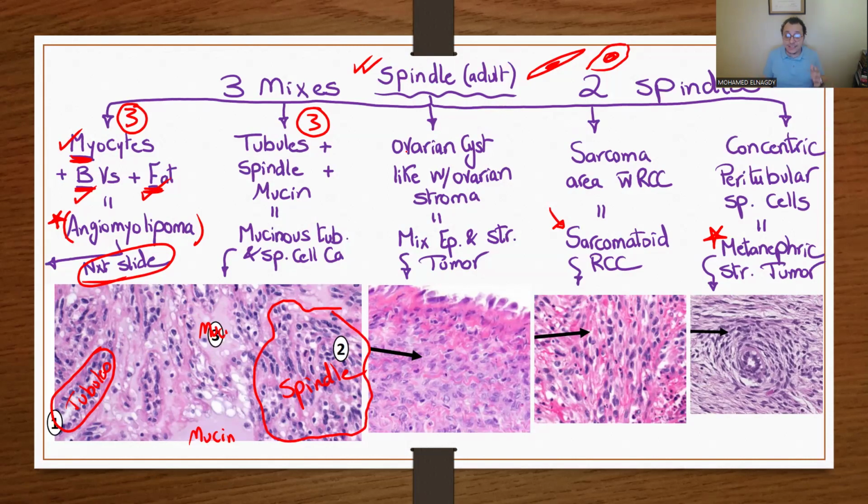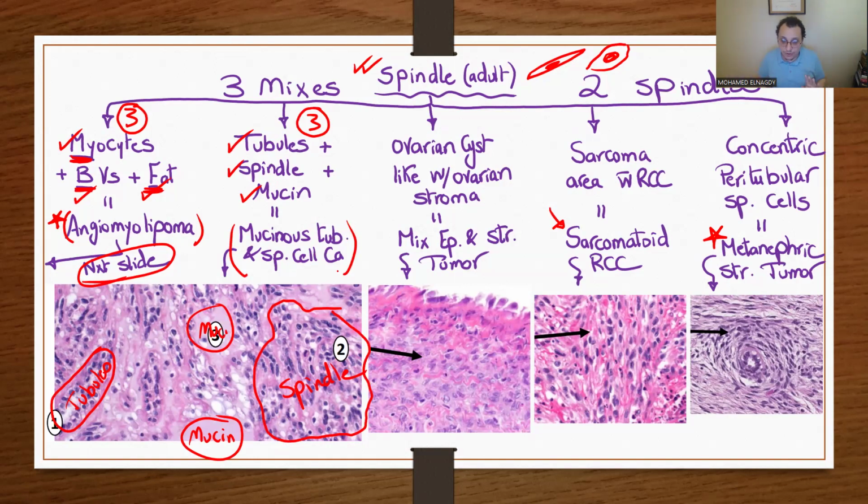Like mucicarmine. Can anybody tell me another stain? PAS? PAS, which is another stain for mucin. So you guys know enough. So it's PAS and mucicarmine. This will confirm that these pools are actually mucin pools. So you have mucin plus spindles plus tubules. That's why they call it mucinous tubular and spindle cell carcinoma. Kind of getting confusing, but the name is dictating the components. Mucinous for mucin, tubular for tubules, spindle cells for spindle cells. All right, so we look at the two triads first.